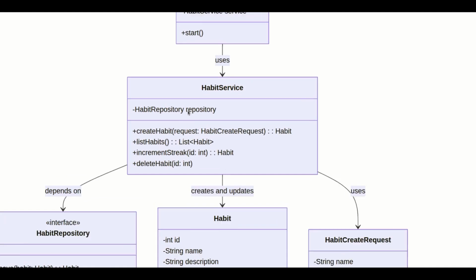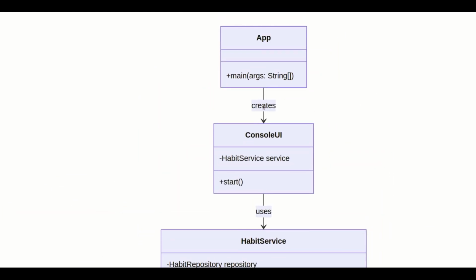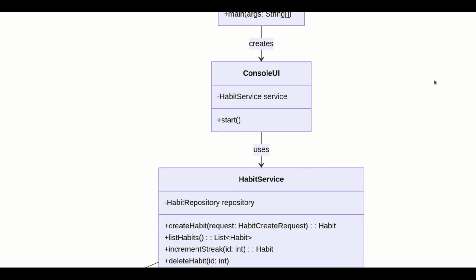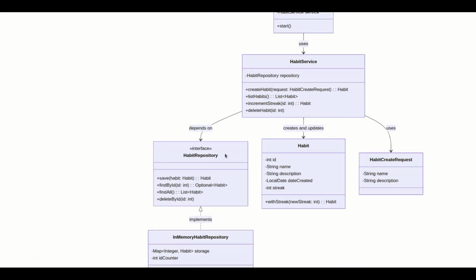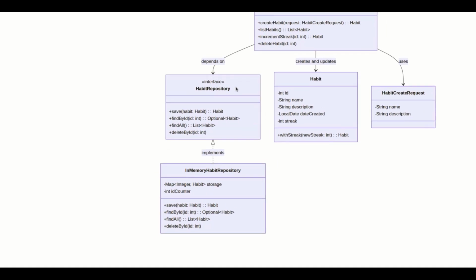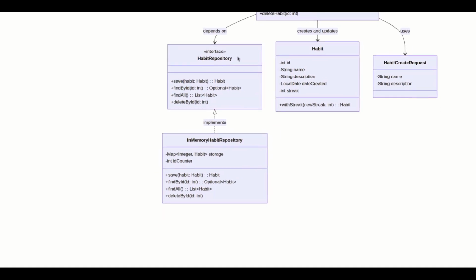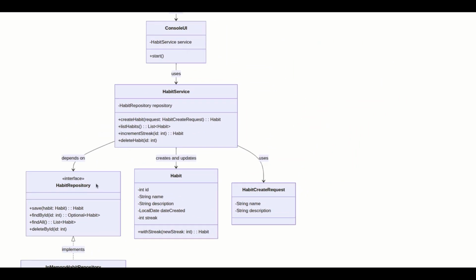Now it's time to talk about the relationships between these classes. Well, first of all, app creates console UI. Console UI uses habit service to execute actions. Habit service depends on a habit repository for storage operations, and in-memory habit repository implements the habit repository interface. Habit service creates and updates objects and uses habit create requests for input validation and construction.